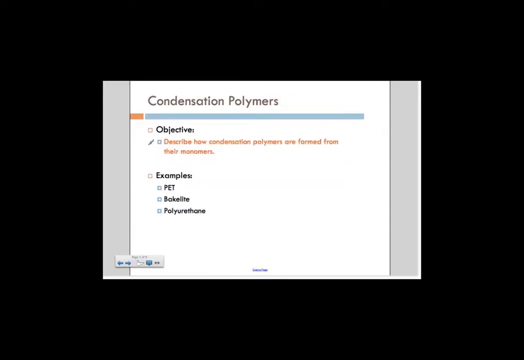Now the other objective that we're addressing in the screencast is to show how condensation polymers are formed. How do you identify what small molecule is being eliminated? I'm going to walk through 3 examples here: PET, Bakelite, and polyurethane. This one we've discussed before as an example of an ester. These other 2 are ones that we haven't talked about before, but they're relevant in our daily lives, and so I think it's important to show them.